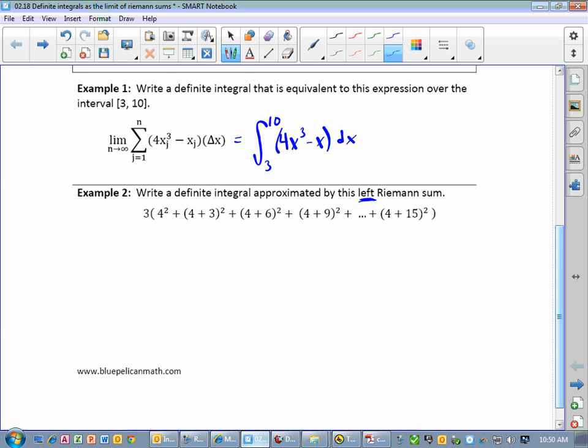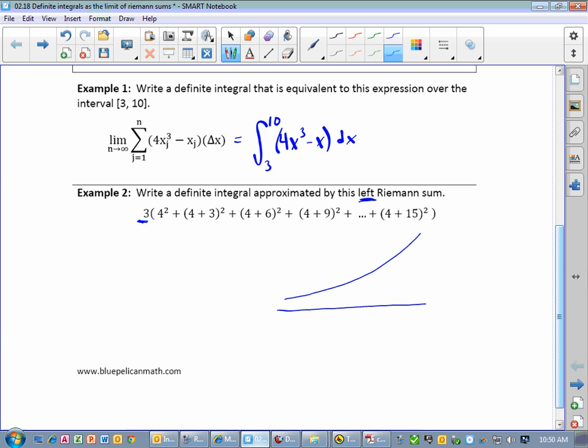So, what is the width of each rectangle? 3. Okay, so this is our width, right? Sometimes the easiest way to start this off is to just imagine we have some function. Now, what is the function here, by the way? It's x squared, right? Because we have x squared.